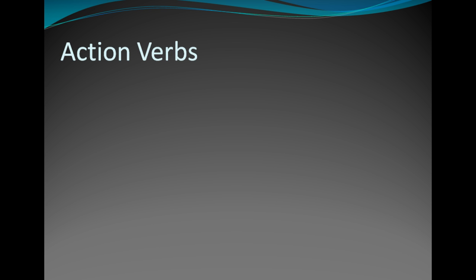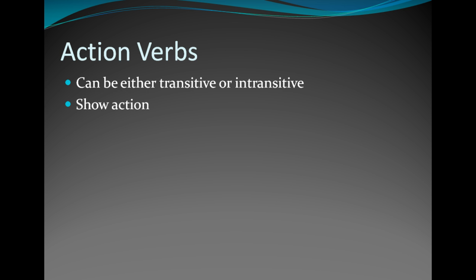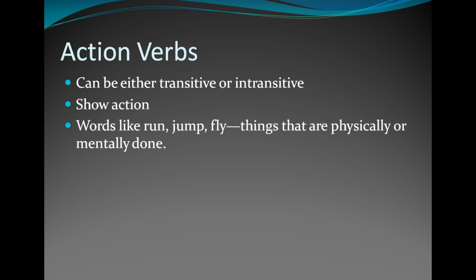Action verbs are the first type of verb there is. These can be either transitive or intransitive, and they show action. Words like run, jump, fly, things that are physically or mentally done.